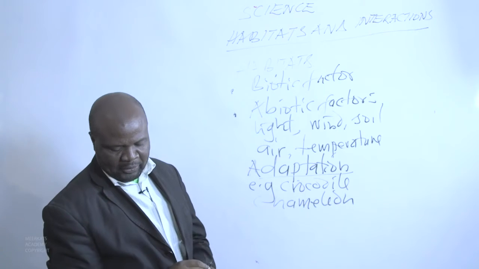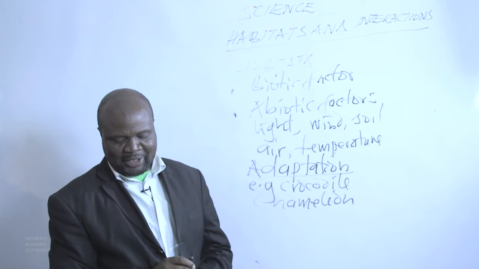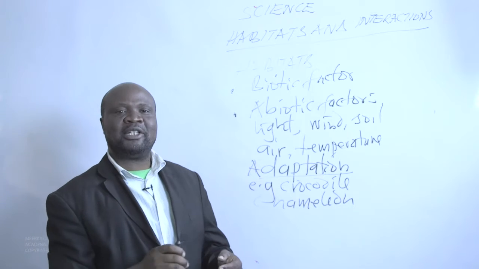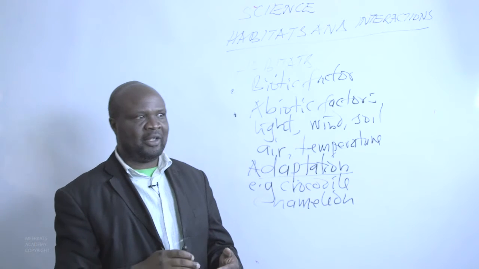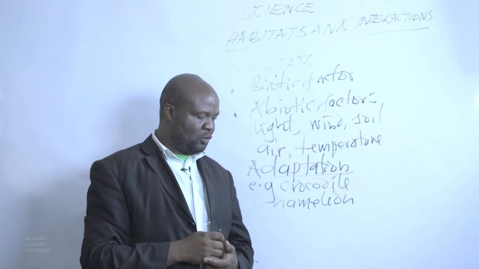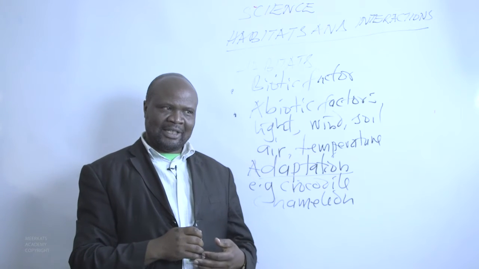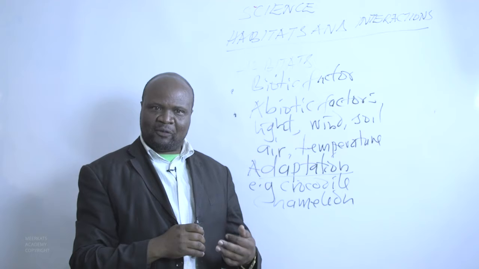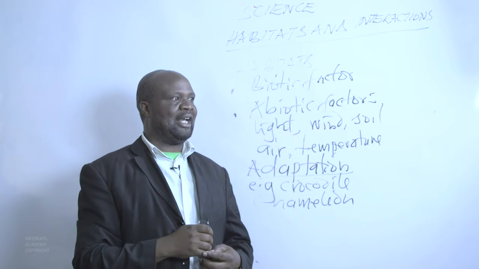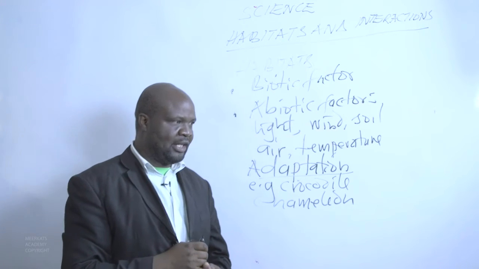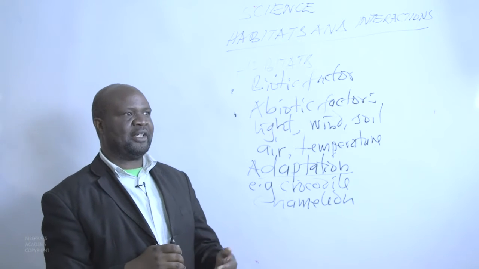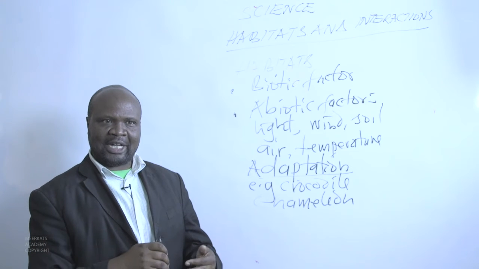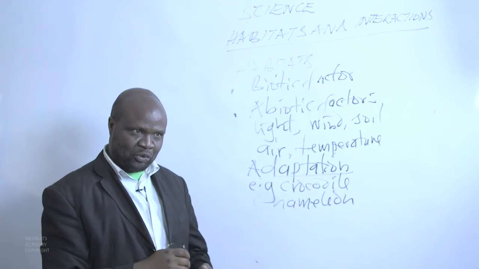When we talk of a chameleon, we know that a chameleon has the ability to change its colors depending on the environment. One, it can change its color depending on the environment to hide, to camouflage itself against the attacker. That's one, the danger. Maybe there is an animal that wants to feed on it, so it can change its color to camouflage, to hide.